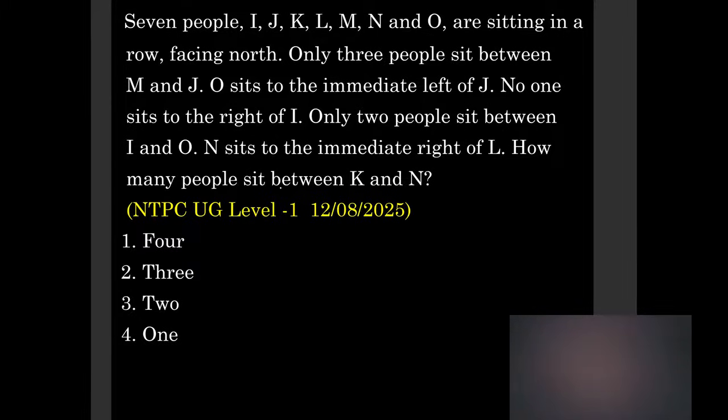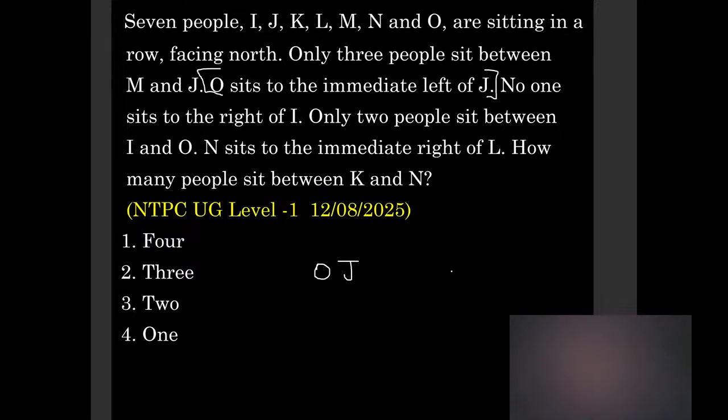Okay, let us check. Total there are 7 people. These 7 people are sitting in a row facing towards north. Only 3 people sit between M and J. O sits to the immediate left of J. This is a direct clue because we can take this sentence directly. So we can take J here, and immediate left means towards your left hand side. So I am taking O here, to the immediate left of J.